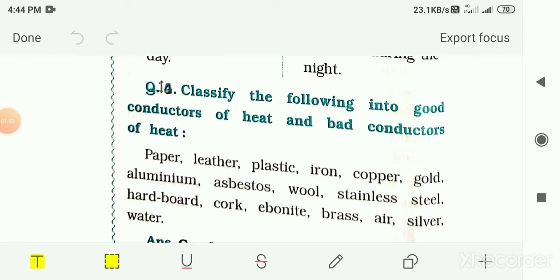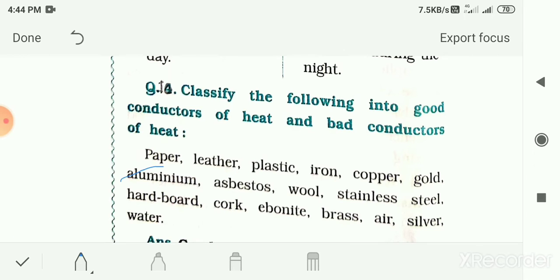So next exercise, question number 10 is classification. Classify the following into good conductors of heat and bad conductors of heat, that means insulators. So the name of the substance is given to you, that is paper, leather, plastic, iron, copper, gold, aluminium, asbestos.